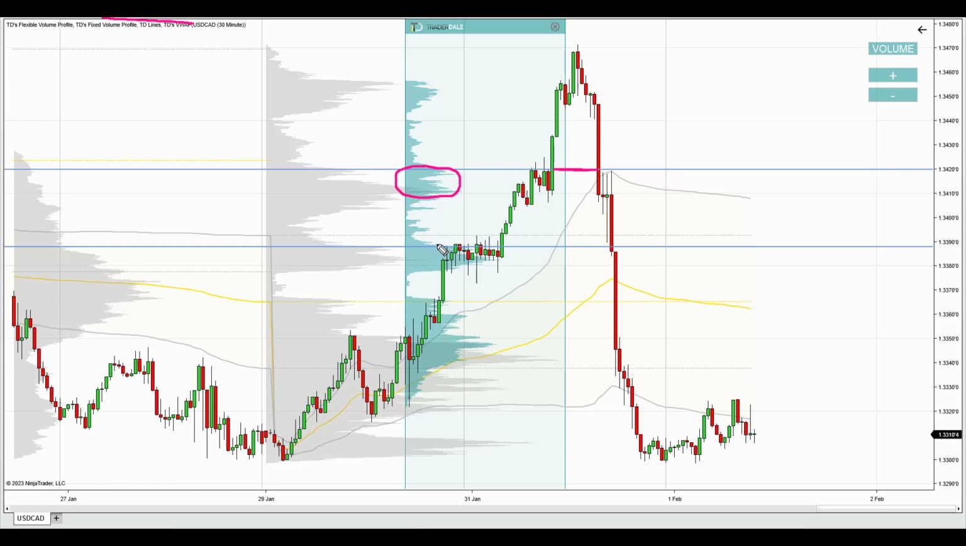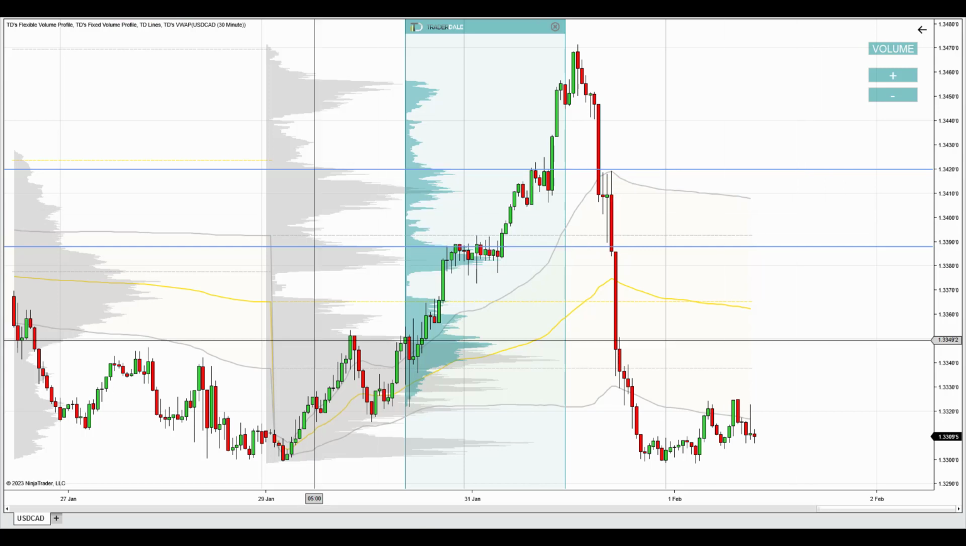And the second level was based on those heavy volumes. This was the level, and as you can see in here, the price turned just a tiny bit before the level and made the reaction. So after this reaction I discarded the level because the reaction came a little bit sooner.